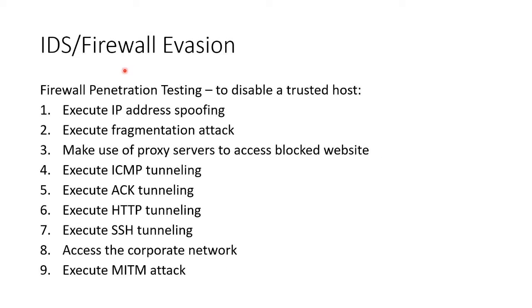For IDS and firewall evasion, you're going to need to try IP address spoofing, fragmentation attacks, use proxies to access blocked websites if you're going outbound, try to hide traffic inside of ICMP, TCP ACKs, HTTP, or SSH tunnels. See if you can access the corporate network. Try to do a man-in-the-middle attack. Well, encryption is the one thing that will definitely get past IDS and firewalls.